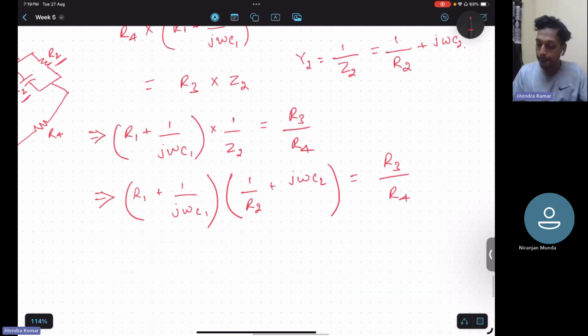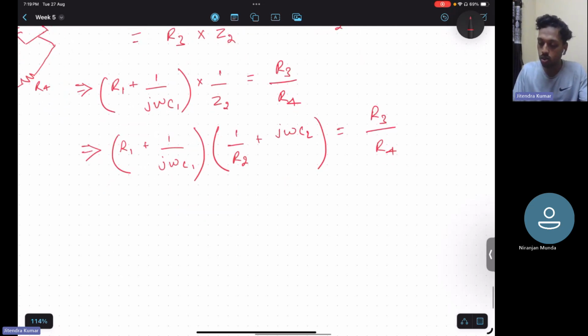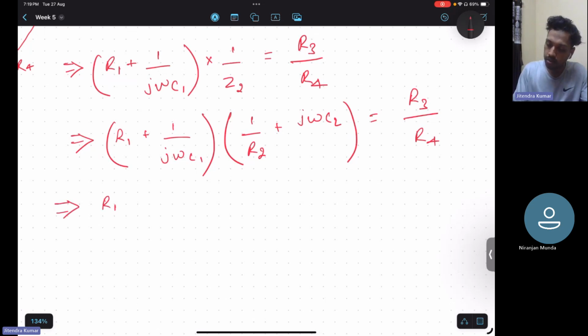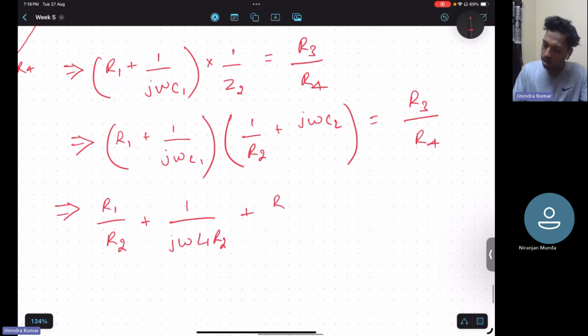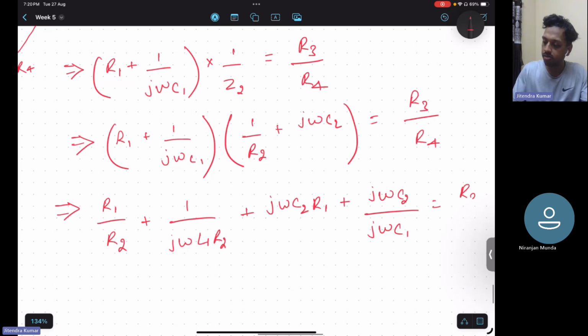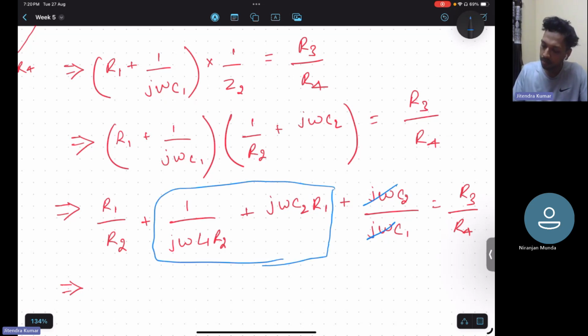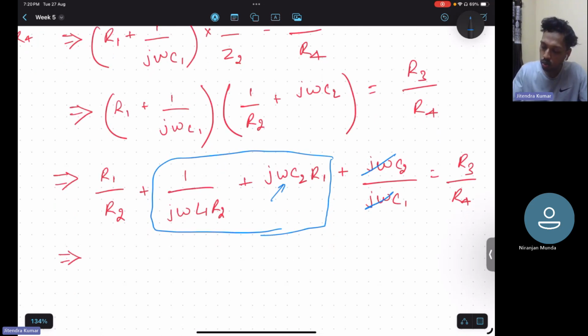Now, if we focus on only the real term or imaginary term, we will do it step by step. First we will segregate them. So R1 by R2 plus 1 by j omega C1 R2 plus R1 j omega C2 plus j omega C2 by j omega C1 equals R3 by R4. Now, this term will be cancelled out. Now we have only two imaginary components. These two are imaginary components. And we have frequency terms in these two components only.